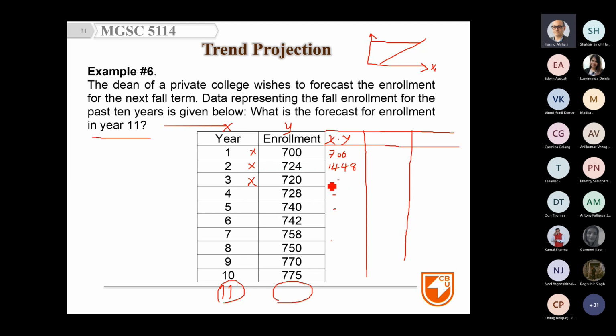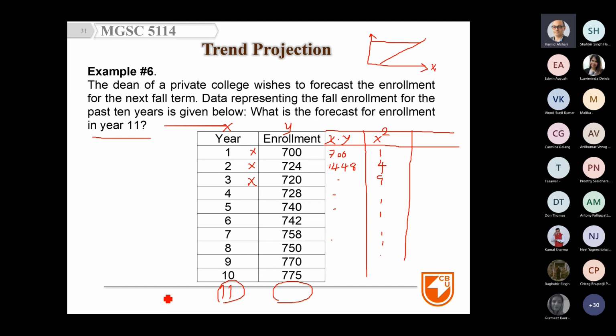And then what is the next column that I have to create? X squared. So how much is x squared here? 1, 4, 9, 16, 25, 36, 49, up to the very last. This is the next thing that I have to calculate. And again, this is elementary school mathematics.